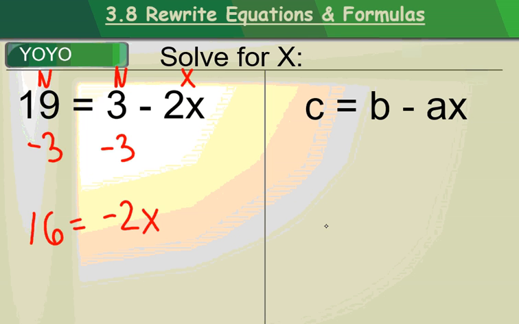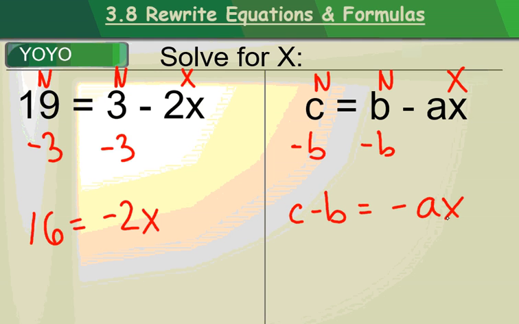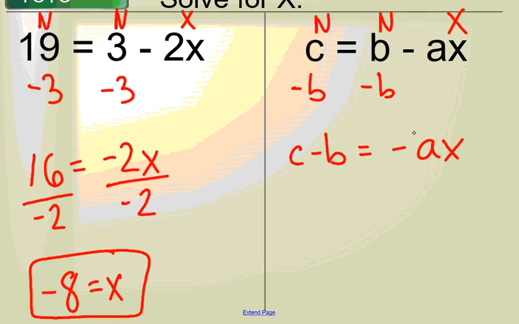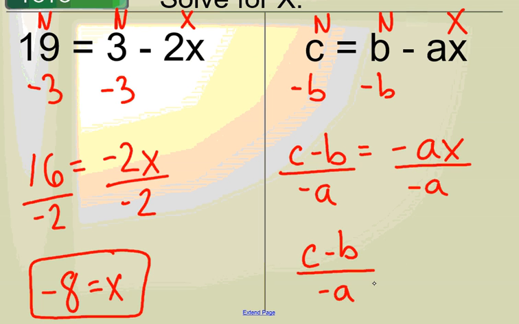Let's go over here and actually do the same step. This is a not x term, not x term, x term. I need to get my not x terms to the same side, so I'm going to subtract b. I then have c minus b equals negative ax. Last step is to divide by a negative 2 here. If I actually know the numbers, I can divide it. I'm left with negative 8. Over here, same step. I have negative a times x. How do I undo multiplying by negative a? I divide both sides by negative a. So my final answer is c minus b divided by negative a equals x.